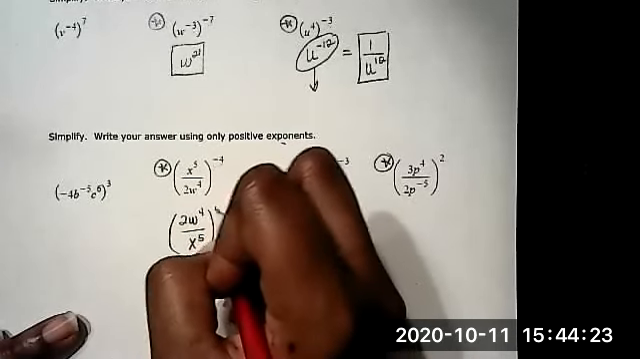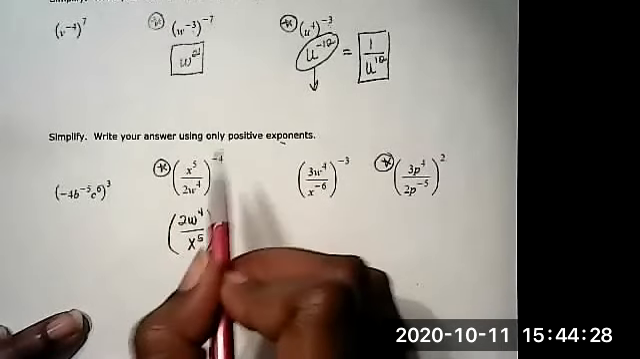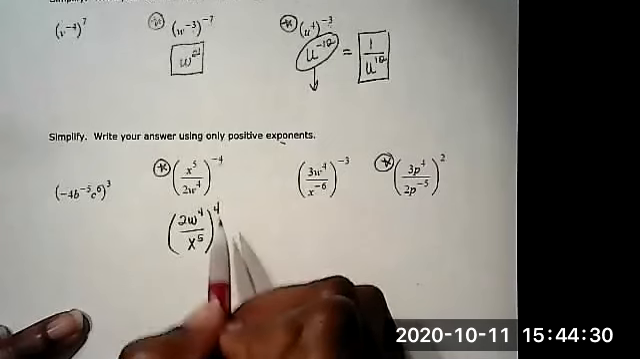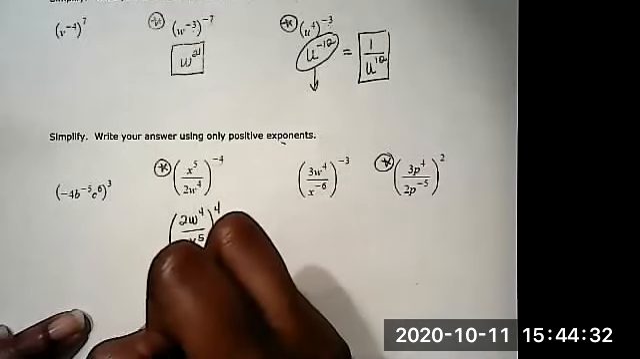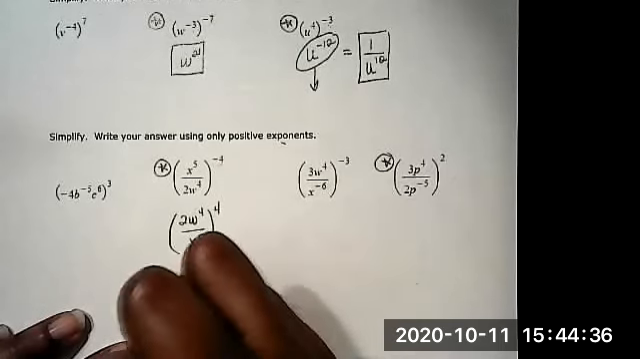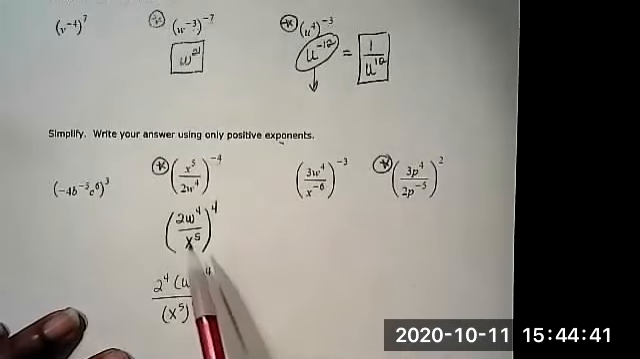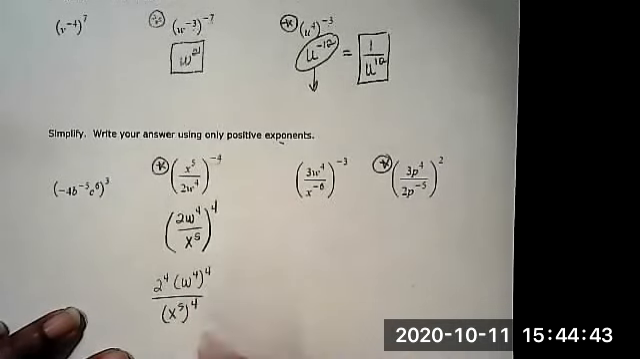And now this 4 out here is positive. Okay, so I flipped it because the 4 out there was negative. Now it's positive. Now I can distribute. So it basically is 2 to the 4th, w to the 4th raised to the 4th, and then x to the 5th to the 4th. So basically every single thing I made raised to the 4th.